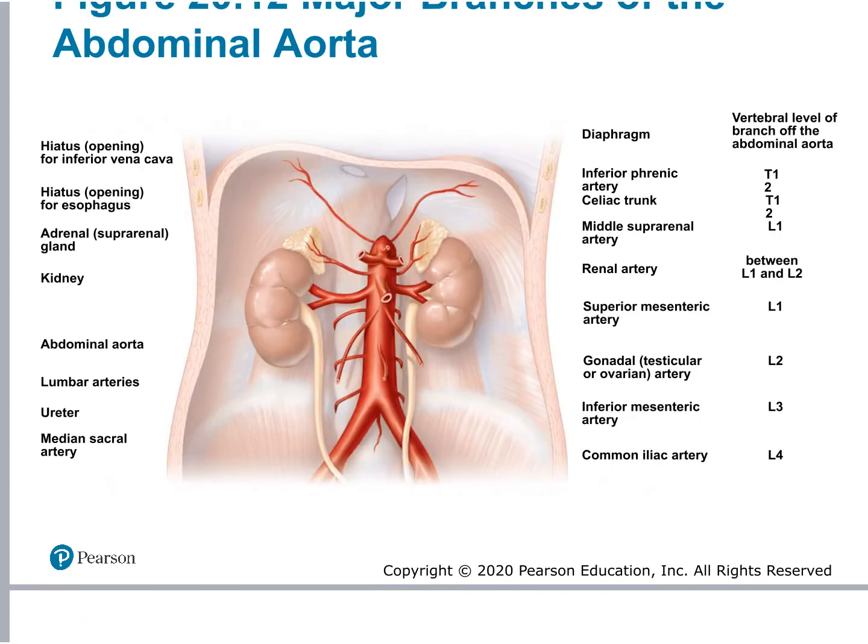Let's go ahead and label some of these. So the diaphragm is that muscle that's right there. The diaphragm splits the abdominal cavity from the thoracic cavity. And then we have the celiac trunk. Celiac trunk is going to be that right there, and there are three branches off of the celiac trunk. We have the hepatic, then we have the gastric, and then we have the splenic.